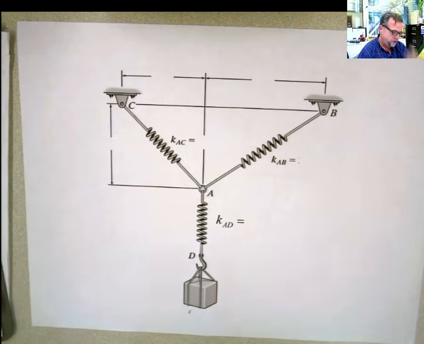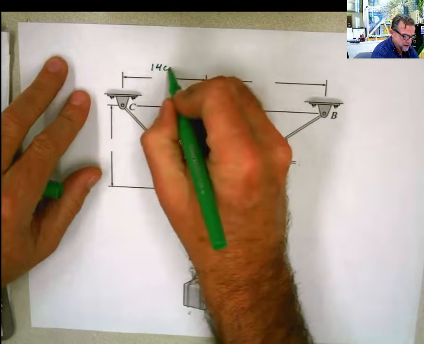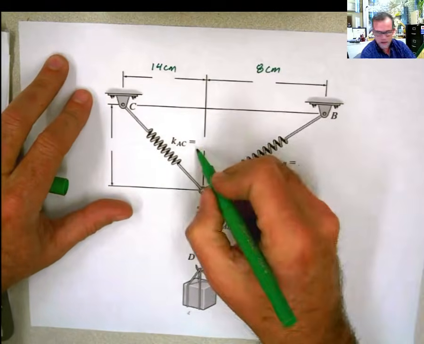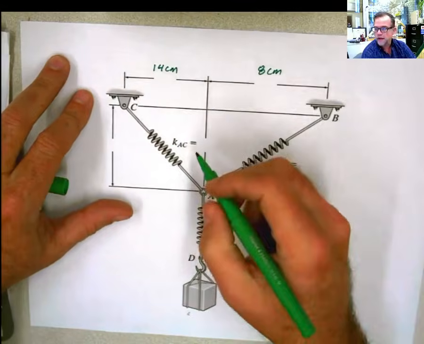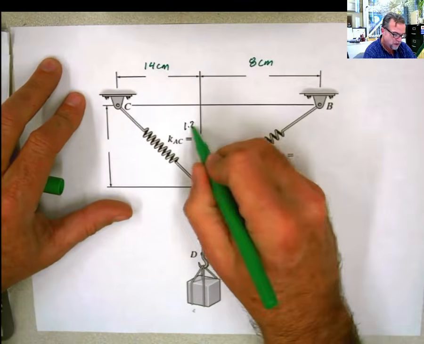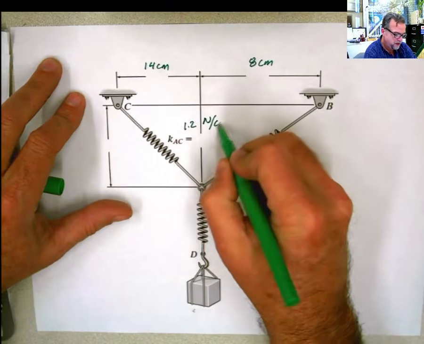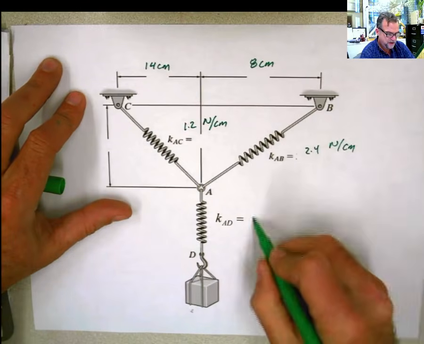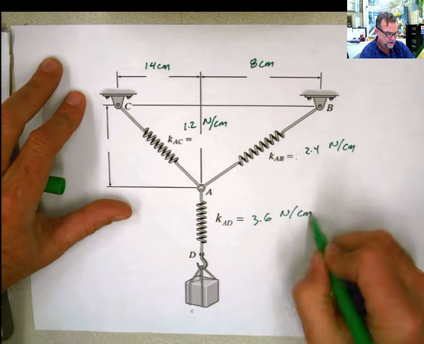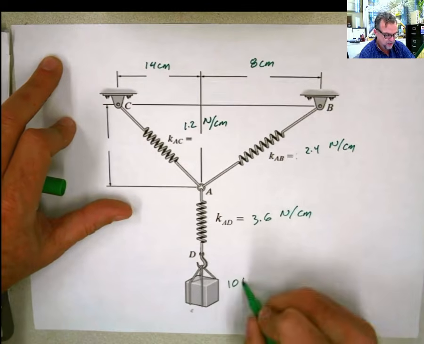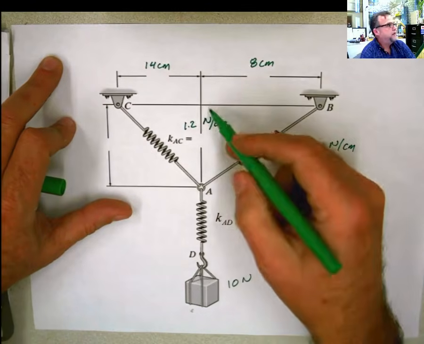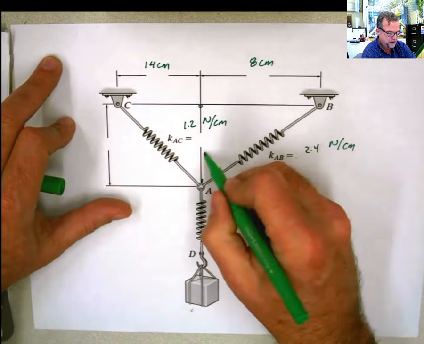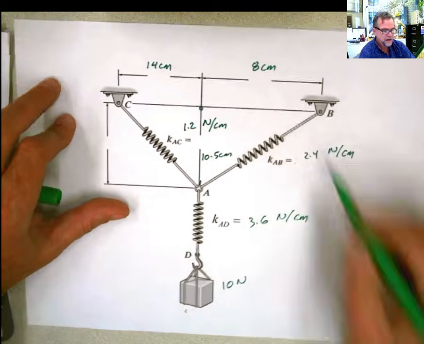What do you proceed with? You say, oh, this experimental distance is 14 centimeters. This other distance is 8 centimeters. This constant, for this spring was only one rubber band, so that constant was 1.2. Remember the units. The units are Newton per centimeter because that's what I use. This is 2.4 Newton per centimeter, and this is 3.6 Newton per centimeter. This weight here is 10 Newton. The vertical distance that I got from my result, from here to here, is 10.5 centimeters. And now you go and solve this.